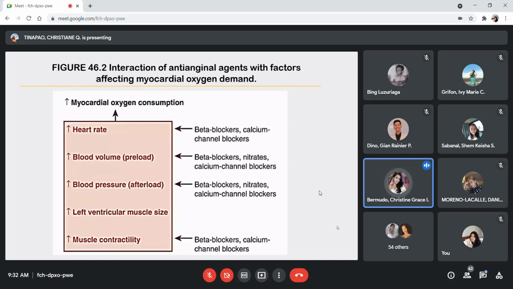Figure 46.2 shows us the interaction between the anti-anginal agents and the factors that influence the myocardial oxygen demand. When anti-anginal agents, namely the nitrates, the beta blockers, and the calcium channel blockers, act on the factors, namely the heart rate, the blood volume or the preload, the blood pressure or the afterload, the left ventricle muscle size, and the muscle contractility, these will all affect myocardial oxygen consumption.